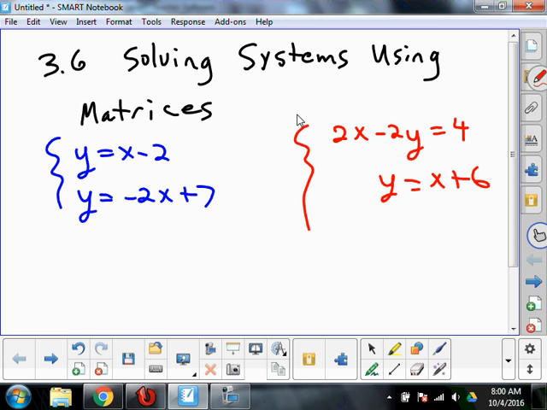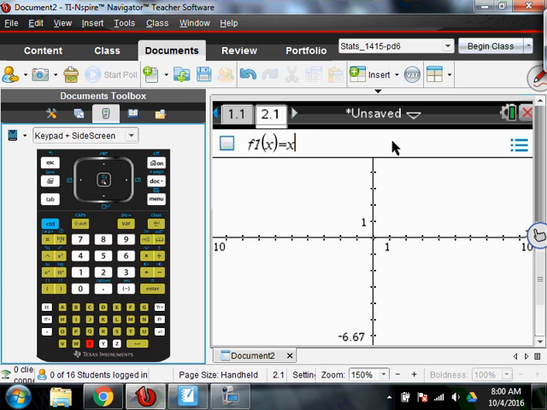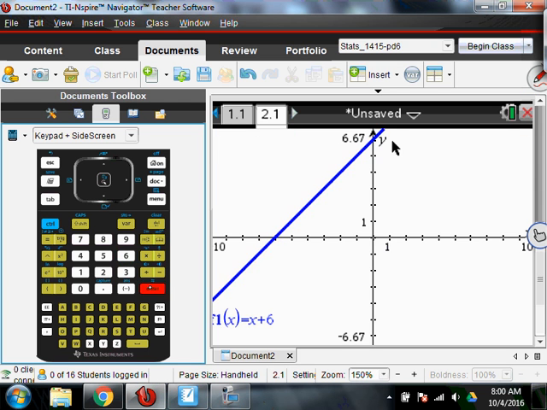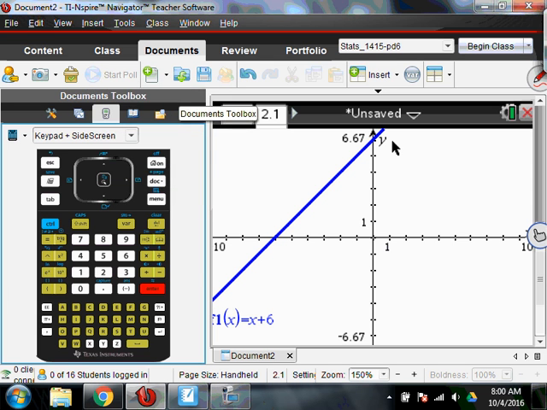Y equals x plus 6. So f of x equals x plus 6. Everybody with me so far, I hope? I'll press enter to graph that. Now, I don't know if your algebra teacher has shown you this, but the TI-Nspire has this ability to graph a standard form equation.